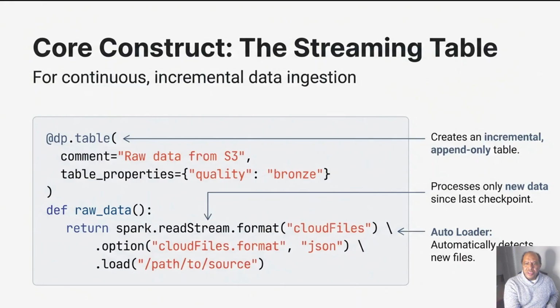On the right, you see three key characteristics of this function. The first characteristic is it creates an incremental append-only table. This means new data is continuously appended without reprocessing everything. This is essential for efficiency at scale.